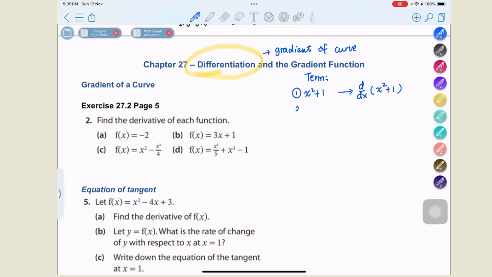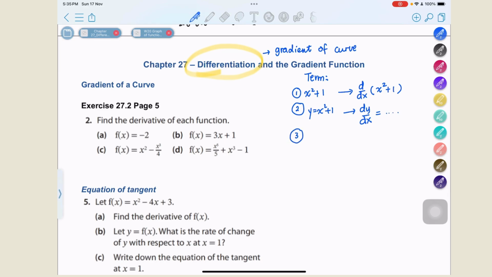Okay, second, if the question gives y equals x squared plus 1, and we want to find dy/dx, we have to put dy/dx, with respect to x, then we start to differentiate.